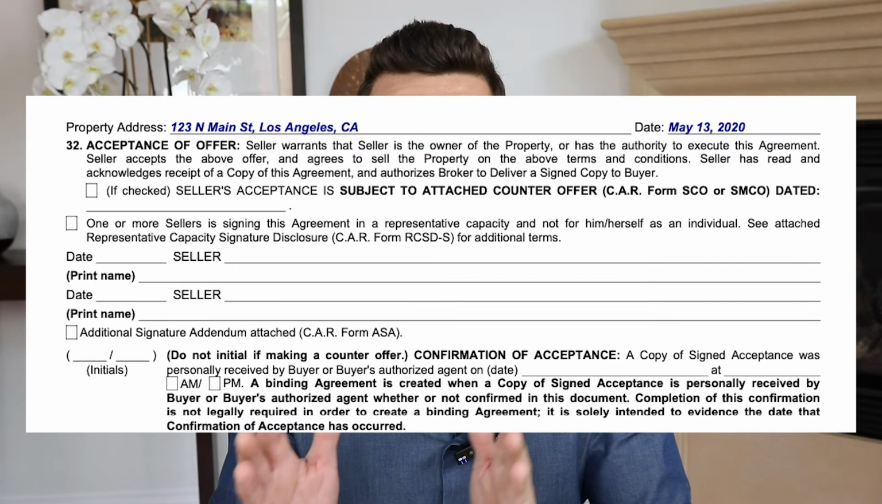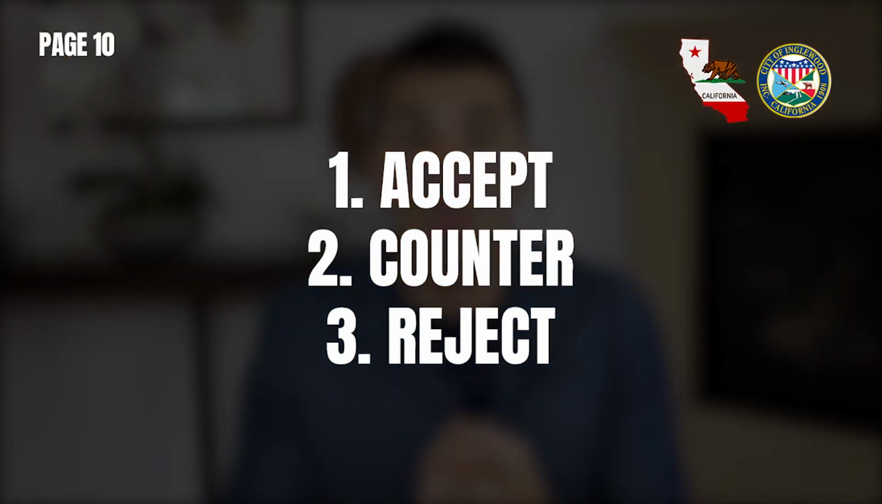Page 10 is the final page of the residential purchase agreement, and the most important section is right there at the top, and that's where a seller would sign acceptance. Now, when a seller receives an offer, they're going to be able to do one of 3 things. They can accept the offer outright, counter the offer, or reject the offer.